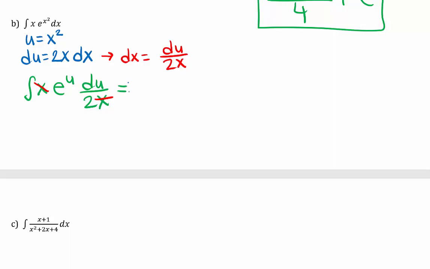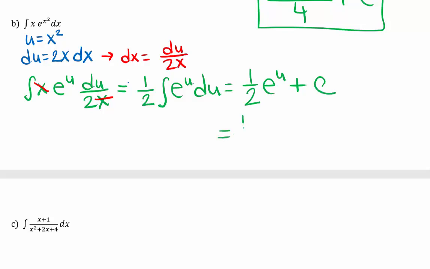To integrate this, I'm going to take that divide by 2, which is a 1/2. I'm going to pull that out front, and then I'm just left with an e to the u du. And so when I integrate, I get 1/2 e to the u plus c. And then finally, I rewrite this in terms of x. Let's see, our u is x squared. So 1/2 e to the x squared plus c.